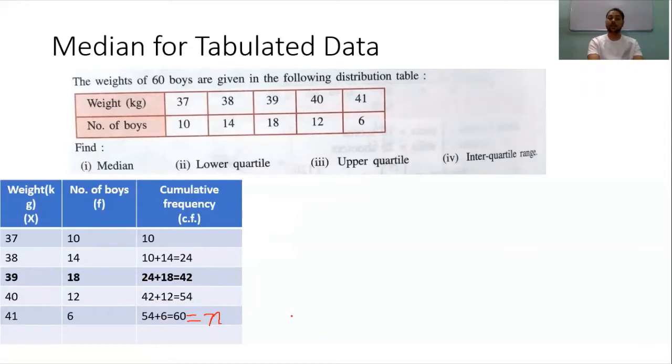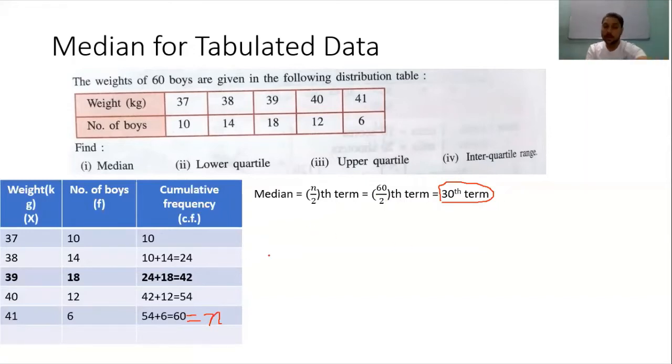Since n is even, we will apply the formula median will be equal to n by 2th term. So median will be equal to n by 2th term, that is 60 by 2th term, that is equal to 30th term. 30th term is not the last answer here. 30th term we have to check from your given table. Median is the 30th term.